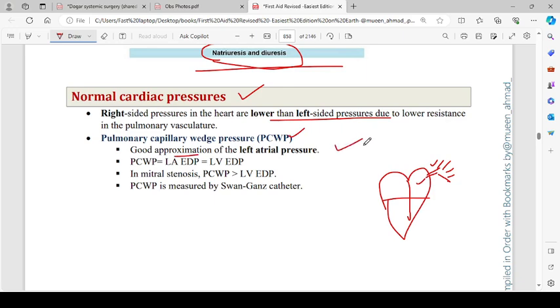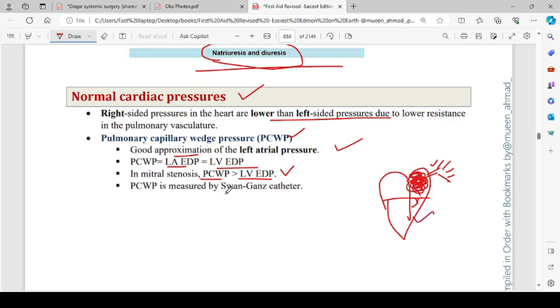Pulmonary capillary wedge pressure is equal to left atrial end diastolic pressure, which is equal to left ventricular end diastolic pressure. So during diastole, the end diastolic pressure of the left atrium is equal to the end diastolic pressure of the left ventricle. In mitral stenosis, the pulmonary capillary wedge pressure will be more than the left ventricular end diastolic pressure because the blood is pooling in the left atrium. So the pulmonary capillary wedge pressure will be higher than the left ventricular end diastolic pressure.